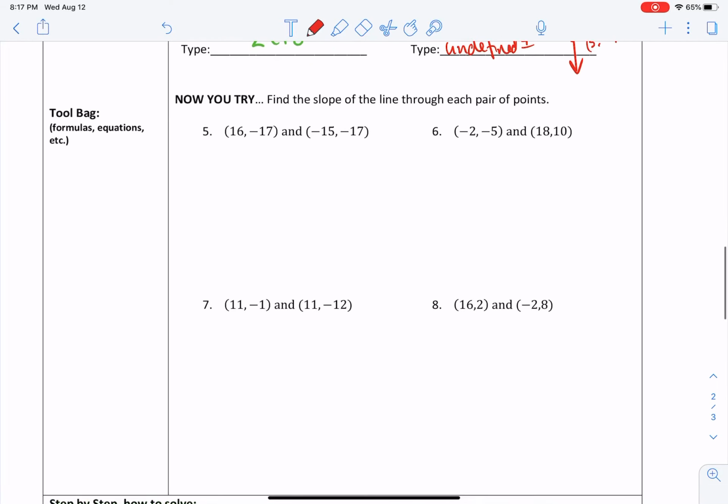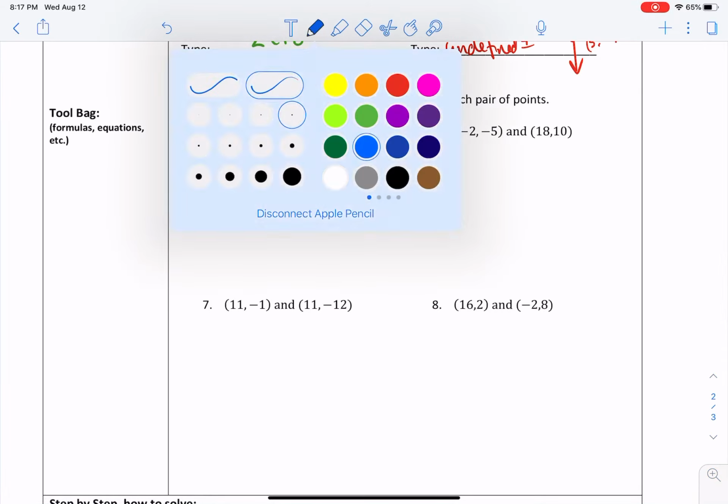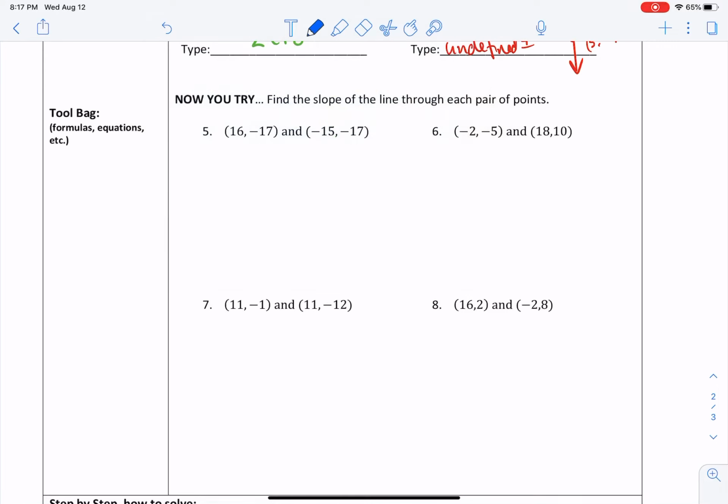So these next four, I'm not going to have you do the graph. It's just about using the formula. So when we go in, again, label and write down the formula, write as much as you can to show me that you know something so I can give you as many points as possible. So x1, y1, x2, y2. M equals y2 minus y1 over x2 minus x1.